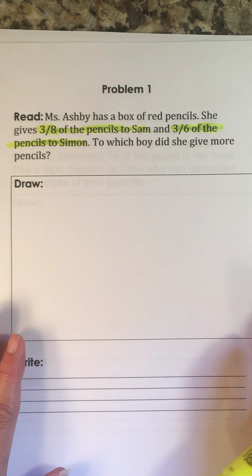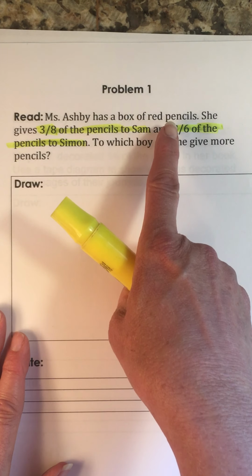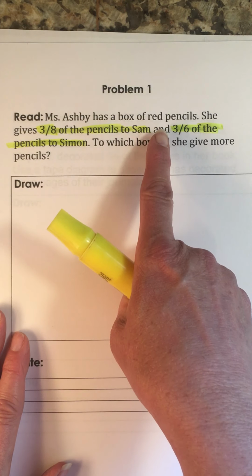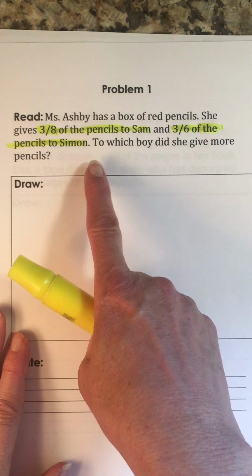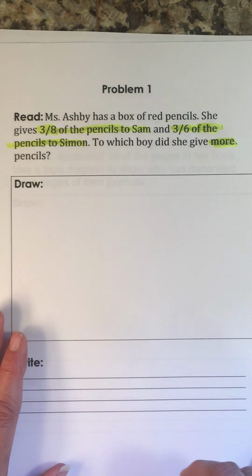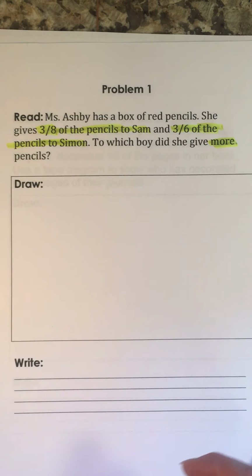Okay, so let me read it again. Miss Ashby has a box of red pencils. She gives 3/8 of the pencils to Sam and 3/6 of the pencils to Simon. To which boy does she give more pencils? So I'm trying to think, she's trying to compare. Did she give more to Simon or did she give more to Sam? So the next thing I'm going to do is draw and try to figure it out by doing a tape diagram or fraction bar to solve that.